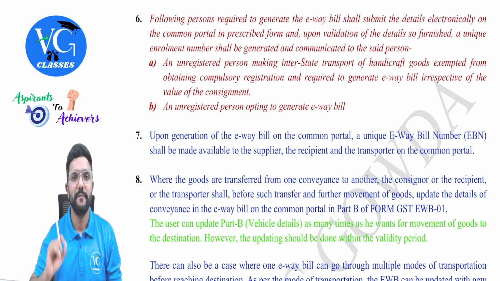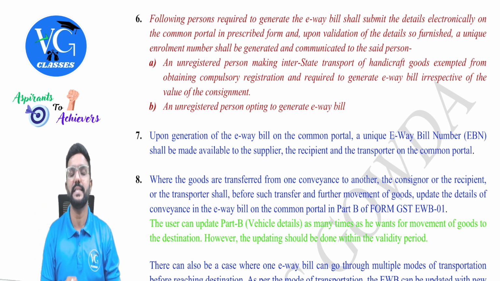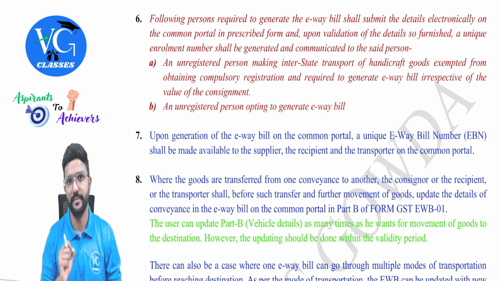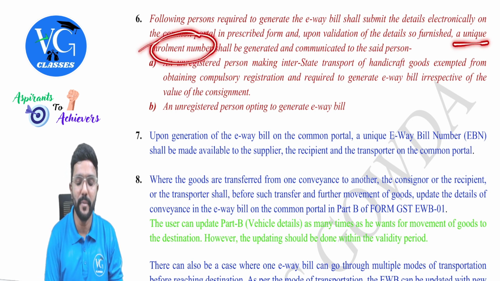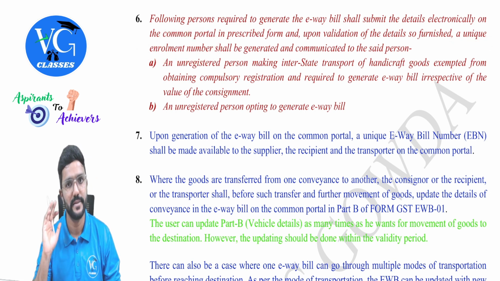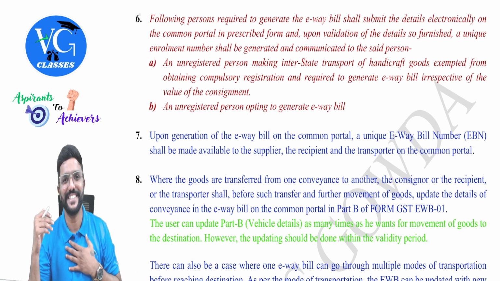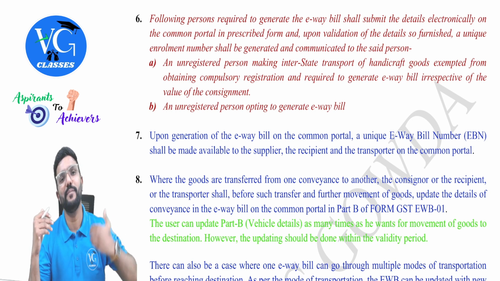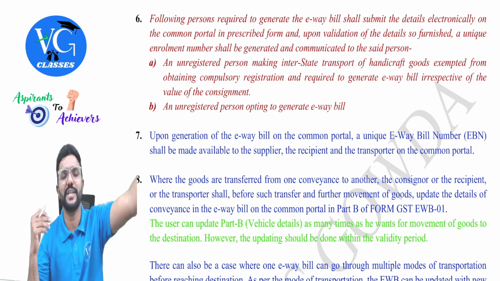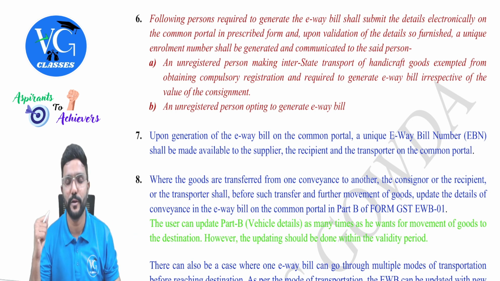So in simple terms, when a person is not registered under GST, he can still generate the e-way bill. And when he gives the details, a unique enrollment number will be generated, guys. Clear? Or else assume I am the supplier, I am not registered under GST. Instead of me generating the e-way bill, can I ask the recipient or transporter to generate it? Yes, we can do it that way also.